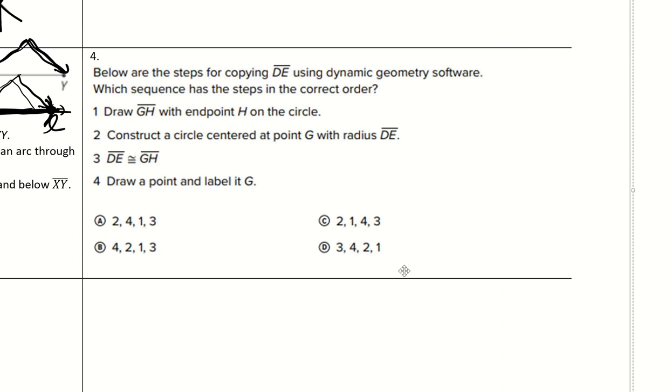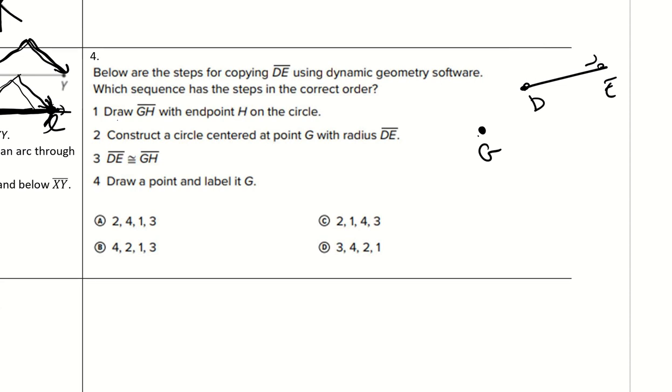All right, number 4, below are the steps of copying DE using dynamic geometry software, which sequence has the steps in correct order? First off, we have to draw a point and then label it something. In this case, label it G, whatever. Let's say that this is DE. Once we do point G, then we're going to measure this.